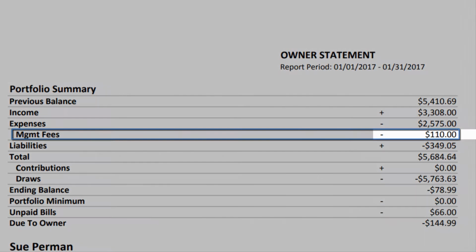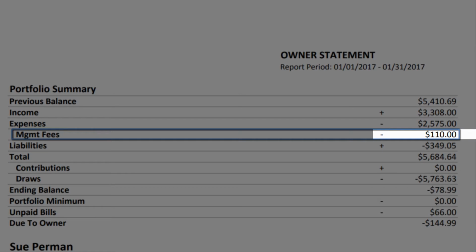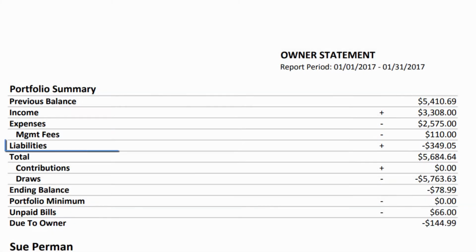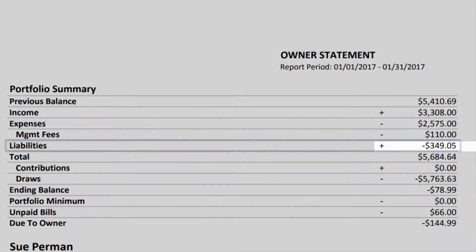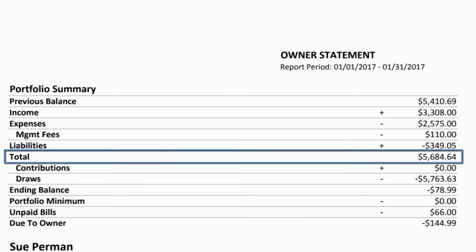Management fees. This line item picks up the portfolio's monthly management expense. Liabilities. This is where HST is reflected. Total is the net income for the entire portfolio.